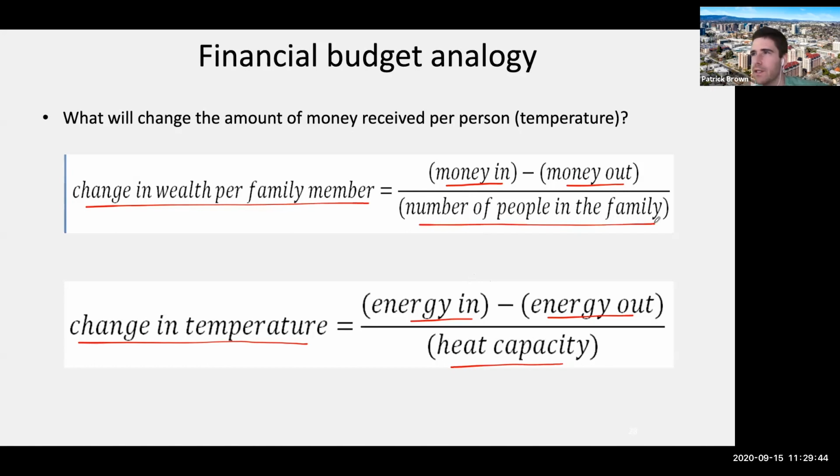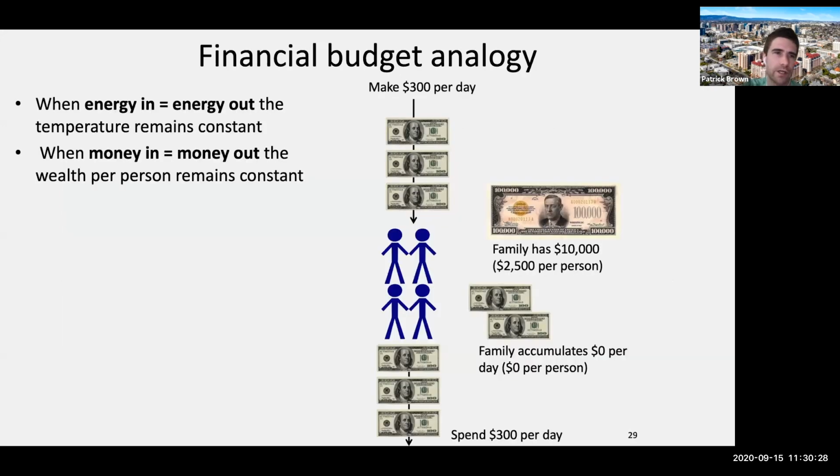So this could have either confused you more or been helpful. I hope that it is helpful. If not, then you can ignore the financial budget part of things. Okay, so hopefully it's helpful, especially with the heat capacity part. Heat capacity is just kind of the number of molecules, and so it's harder to increase the temperature if there's a lot of molecules.